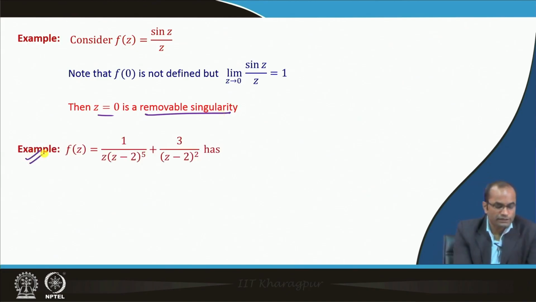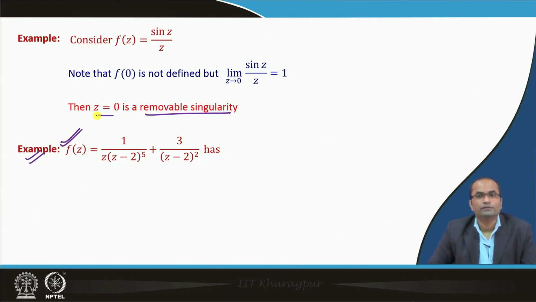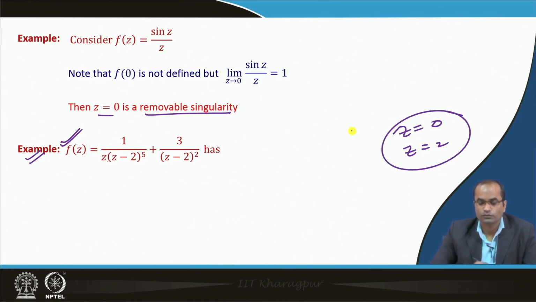The second example we take f z equal to 1 over z times (z minus 2) to the power 5, plus 3 over (z minus 2) squared. So, we are discussing now the singularity of this function. Naturally z equal to 0 and z equal to 2, these are two singular points, but we want to classify them whether they are removable singularity, pole of what order, or essential singularity.